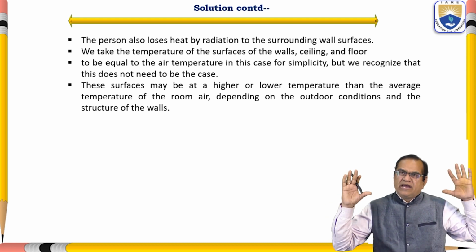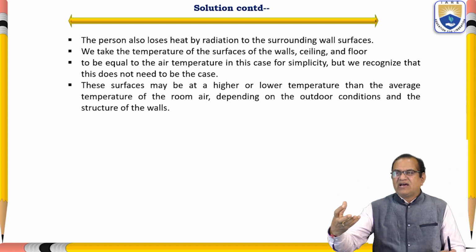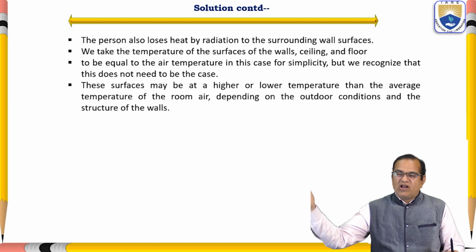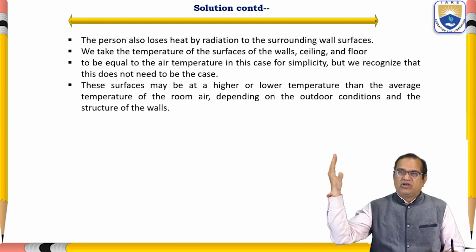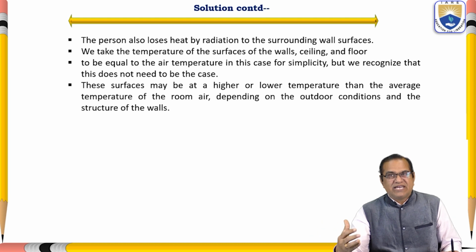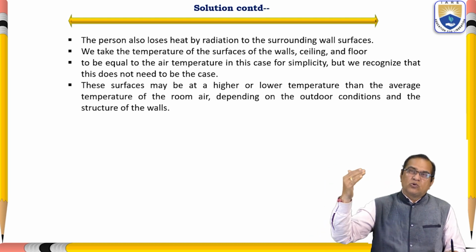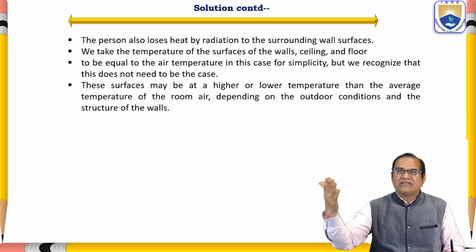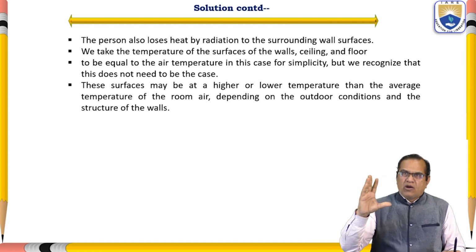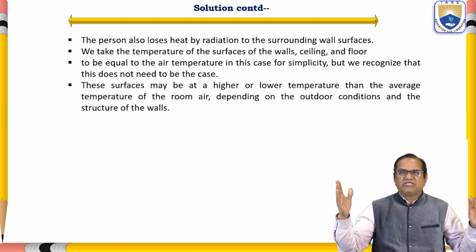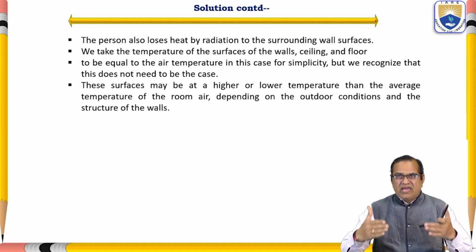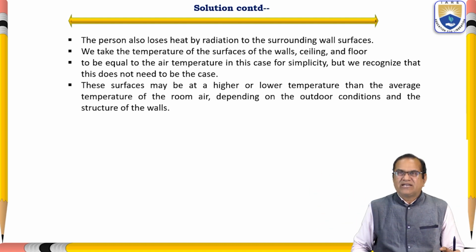So the air inside the room and the walls may not be the same, because if the outer side is hot, then your walls will be hotter than the air, and if the outer side is cool, the air will be hotter than the walls. So we are taking the assumption that the air and the walls are at the same temperature.